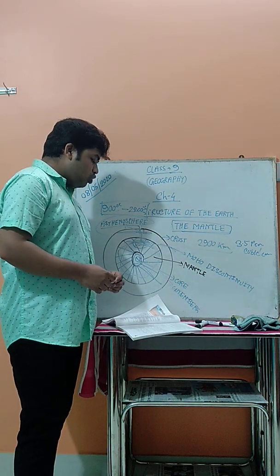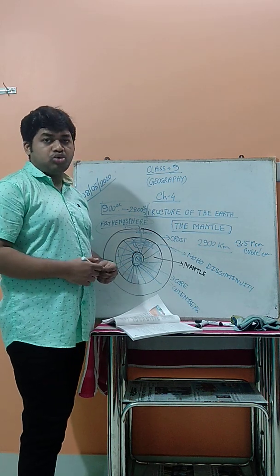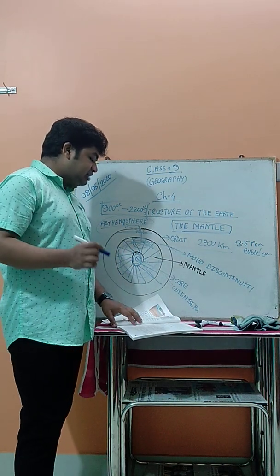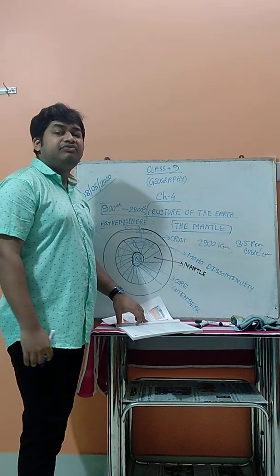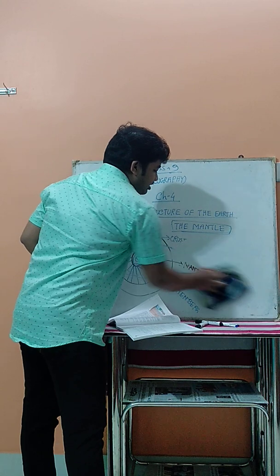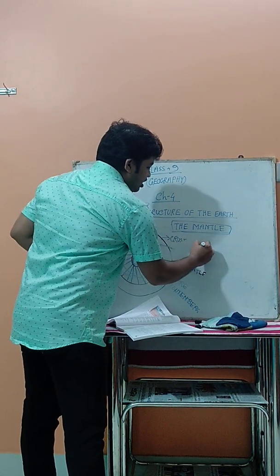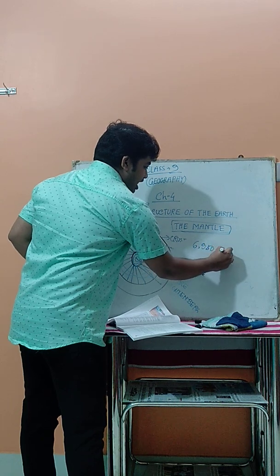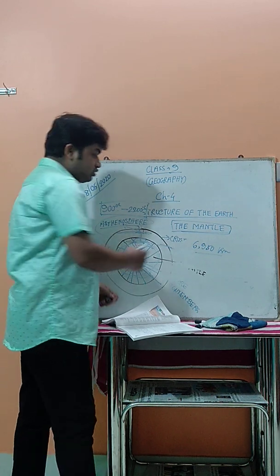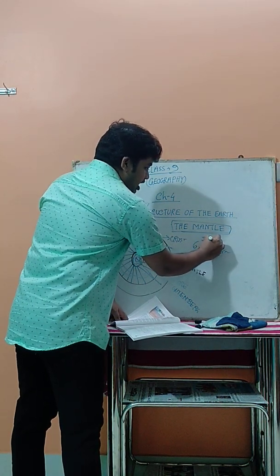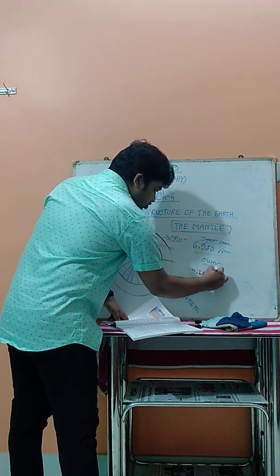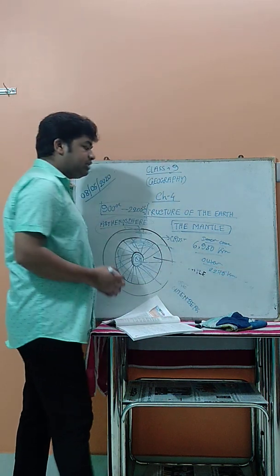Now, the core is sometimes divided into the inner and outer core. The core is divided into two parts, inner core and outer core. The average diameter of the core is 6,950 km. This is the average diameter of the core. And the diameter of the outer core is 2,275 km.